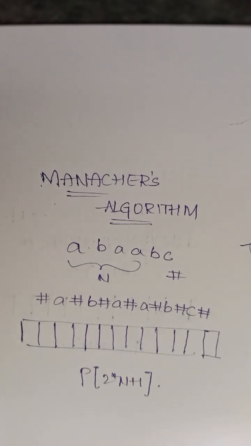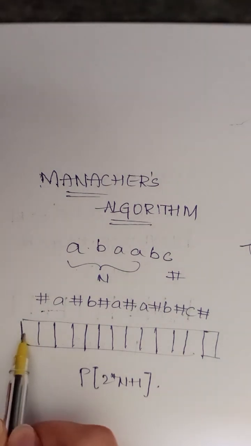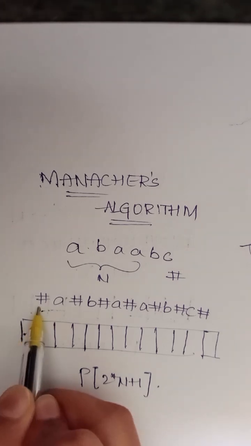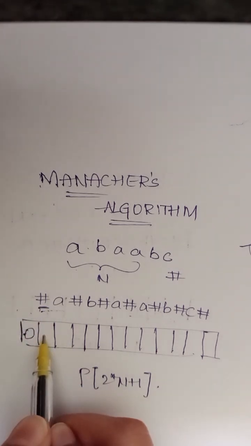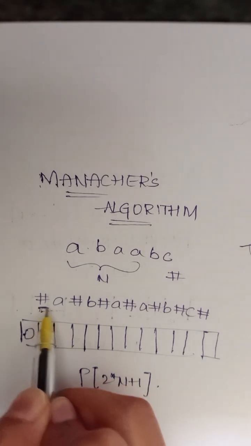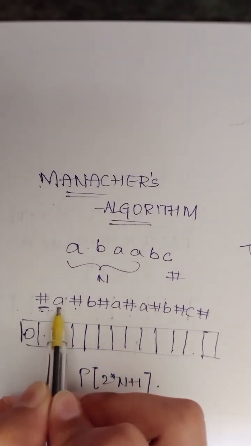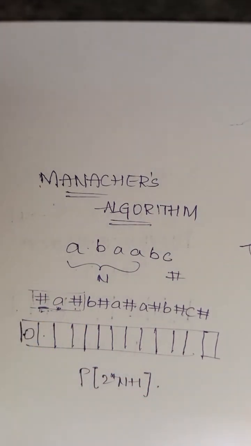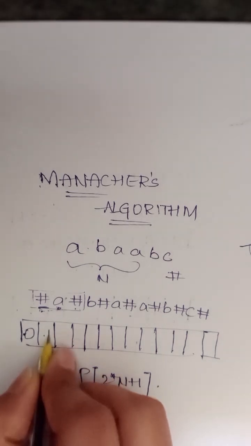After initializing the array, we need to calculate the length of the longest palindromic substring at each of these positions. At position 0, there is no palindromic substring at all. There are no characters on the left side of this hash to compare, so the value at this position will be 0. At position 1, the longest palindromic substring will be hash A hash. The number of characters before this A will be 1 and after this A will be 1. These three combined together form a palindrome, so the value at this position will be 1.